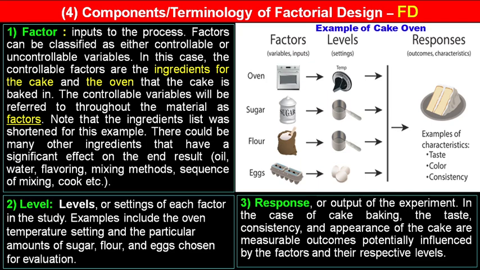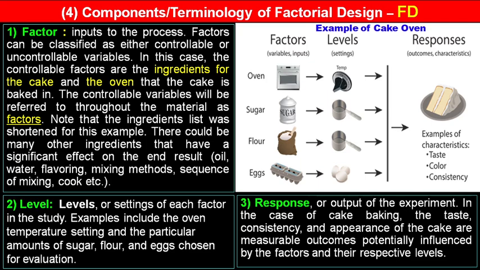So these factors and their levels, it gives responses. Responses are the outcomes or the characteristics. So whatever factors we have used, and whatever level of each we have used, it can have an effect on the taste, color and consistency of the cake. So these are the characteristics: taste, color and consistency. So factor is the inputs to the processes.